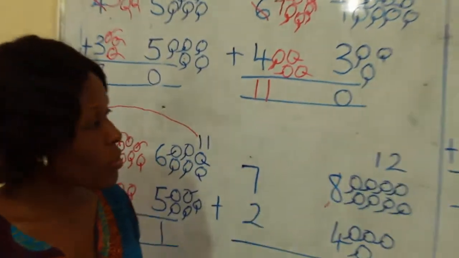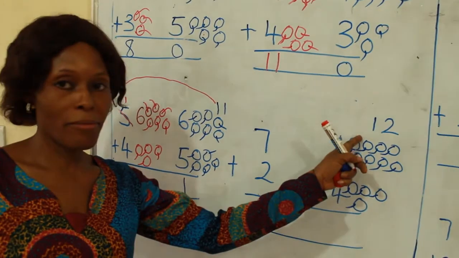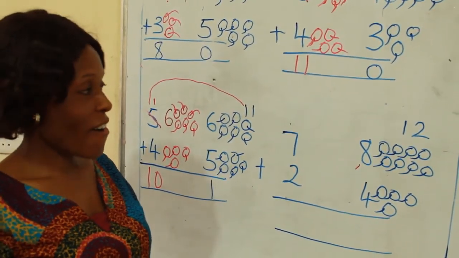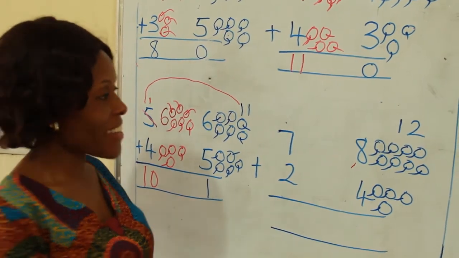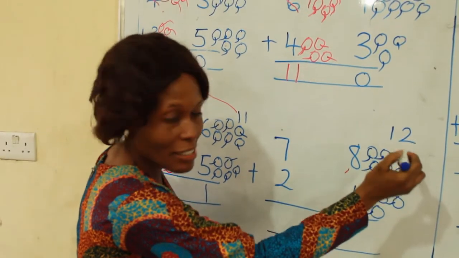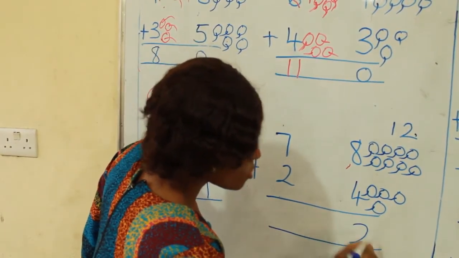So children, which of these numbers should I pick first? Is it this one or this? Which should I pick first? I can hear you say number 2. Okay, let me pick number 2 because it's on the right hand side. Let's pick number 2, and I'm going to write 2.